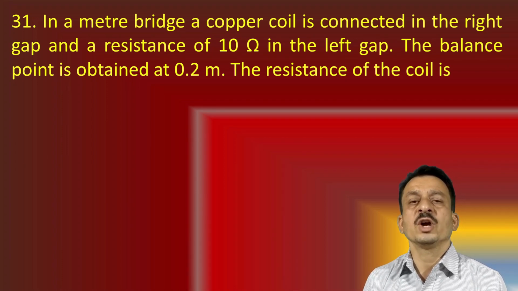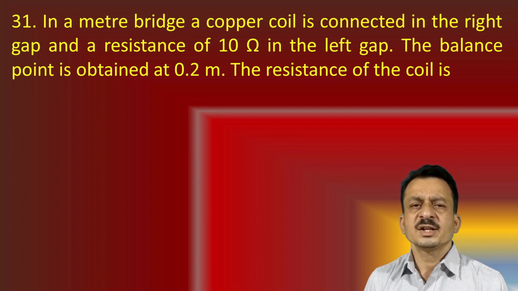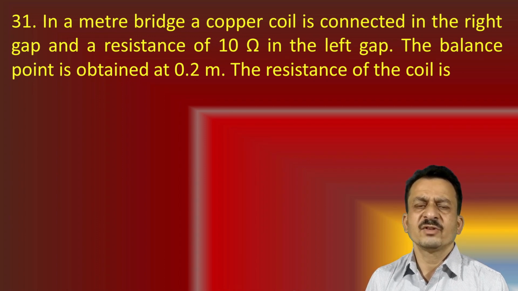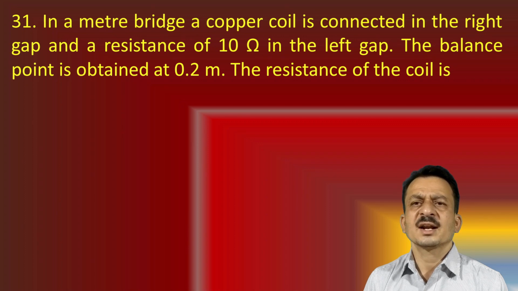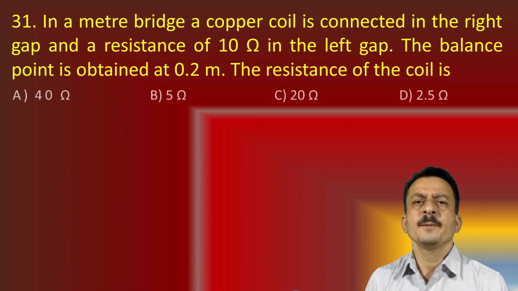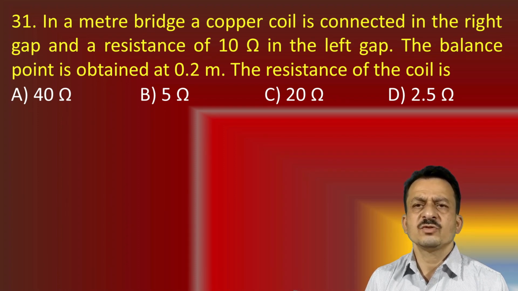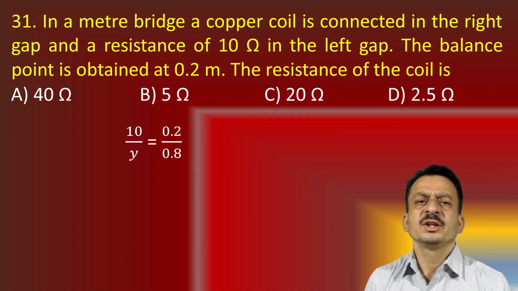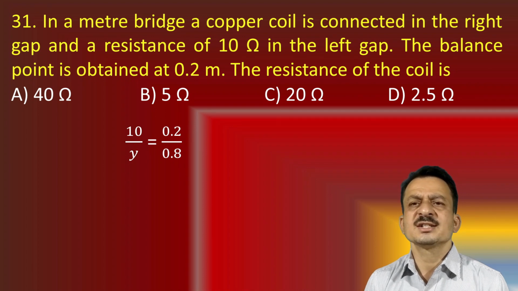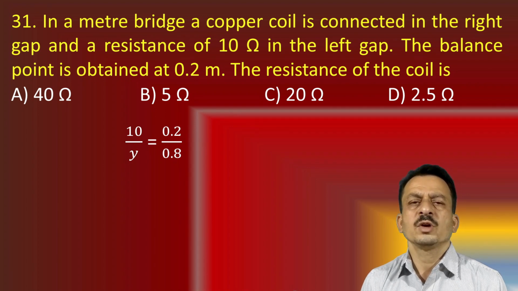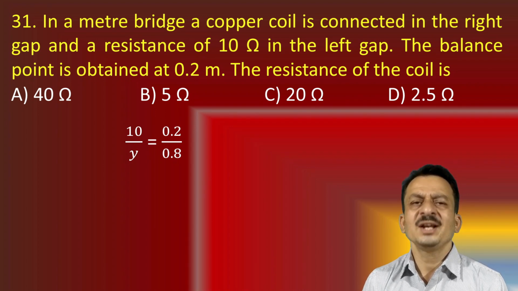The resistance of the coil is, now here the standard resistance is in the left gap and the coil is in the right gap. You should be careful about this concept. Options: A 40 ohm, B 5 ohm, C 20 ohm, and D 2.5 ohms. Okay, the formula we know. In the left gap we have a standard resistance box 10. Therefore, in the right gap we have a coil. Therefore, that resistance has to be found out.